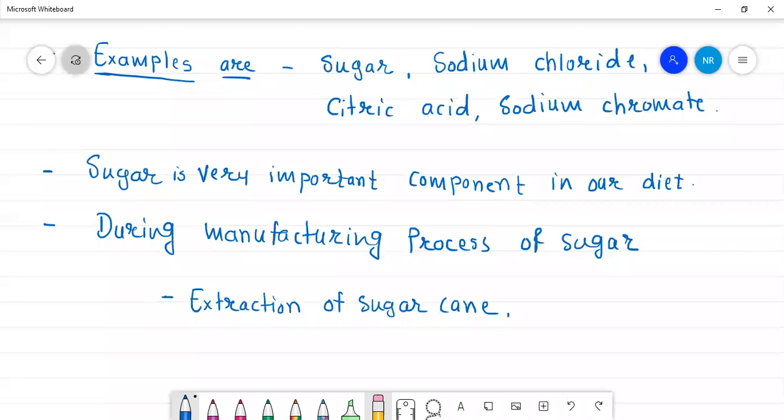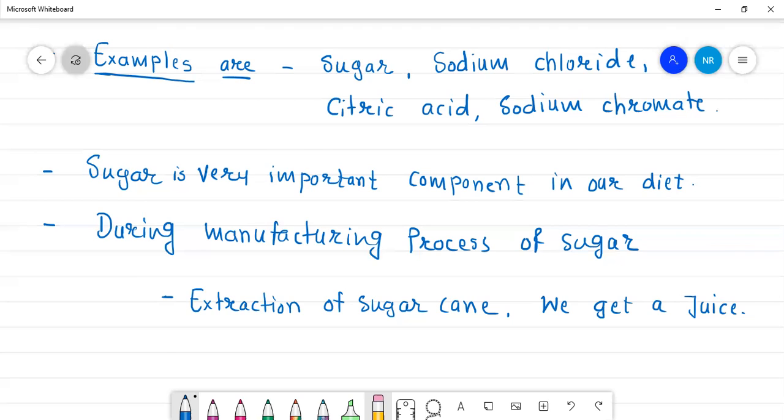After doing the extraction of sugar cane, we get juice, like normally, what we are drinking right now. In Gujarati, we say shadi no ras. It's a juice which is made from sugar. So the first step is to make a juice.